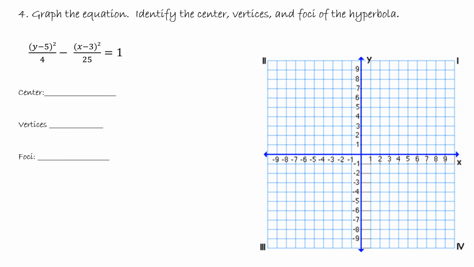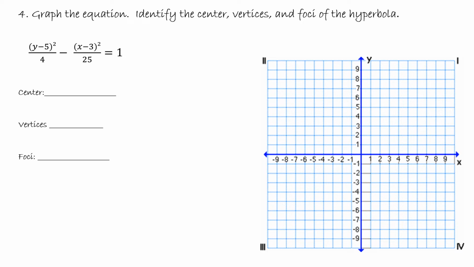The same thing, we're going to graph this hyperbola, identify center, vertices, and foci. Now, before I find the center, this hyperbola has the x term with the negative sign, and the y term is first. That means this hyperbola is vertical. In other words, it's going to open up and down, and the transverse axis is going to be vertical. The conjugate axis is going to be horizontal.